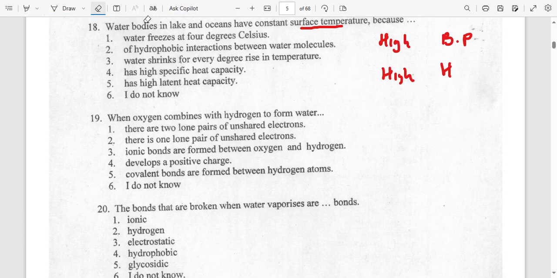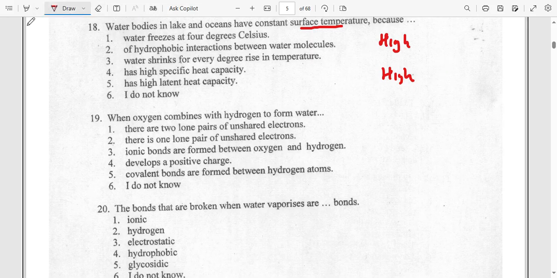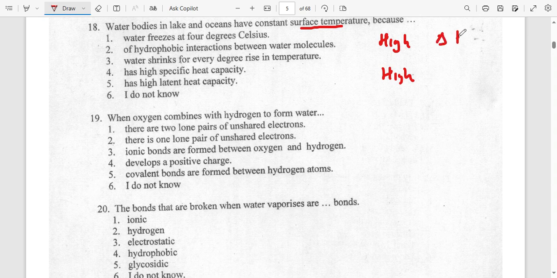Let me not even talk about boiling point. What we talk about is the high heat of vaporization, delta H of vaporization. It has also a high specific heat capacity. And this is one property.